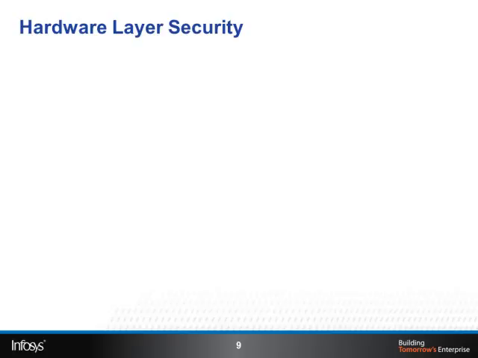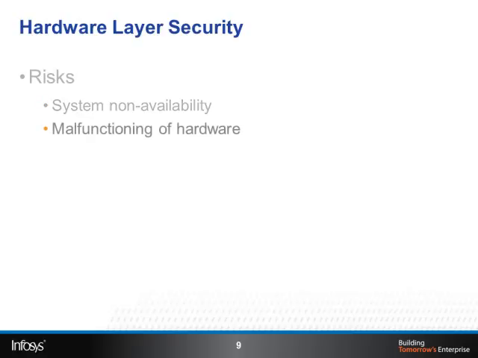Hardware layer security. The risks associated can be system non-availability, which involves depriving authentic users of the services of the system, and malfunctioning of hardware. The solutions for hardware security include physical security, which includes access control, wherein only specific users can enter the protected area, for example server rooms, thereby keeping the systems secure.